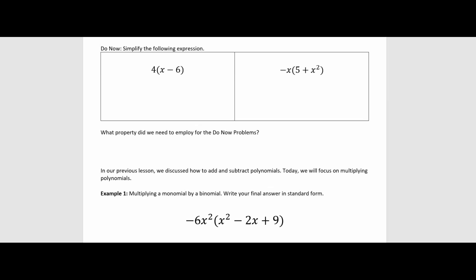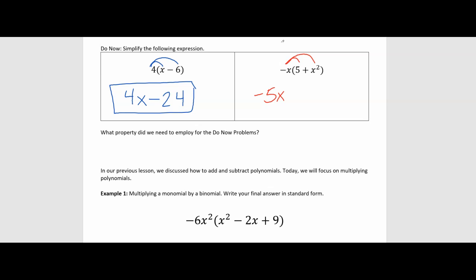Okay, and this gives away the answer down below, but we need to use the distributive property here. We need to multiply the 4 to each term inside the set of parentheses. So we get 4 times x, which is 4x, 4 times negative 6, so negative 24. 4x minus 24. Same thing over here. Negative x times 5 gives me negative 5x. Again, we write the number before the variable in a term that has both numbers and variables.